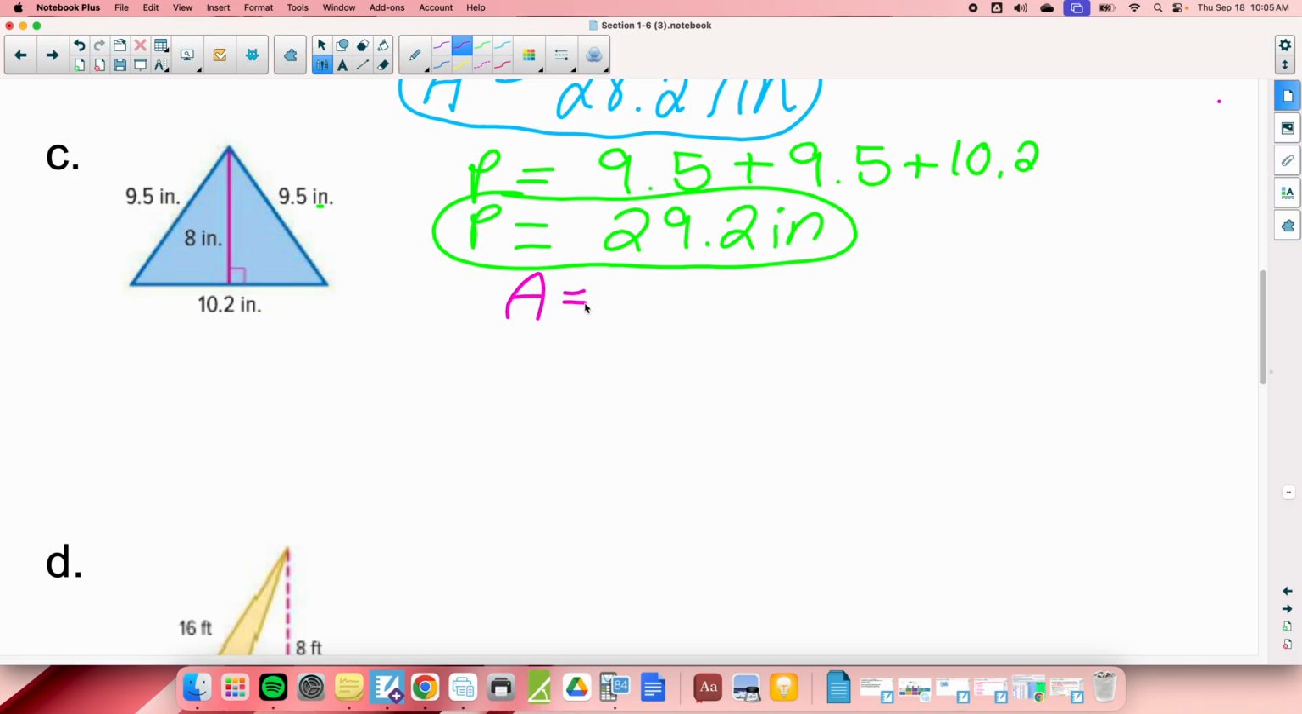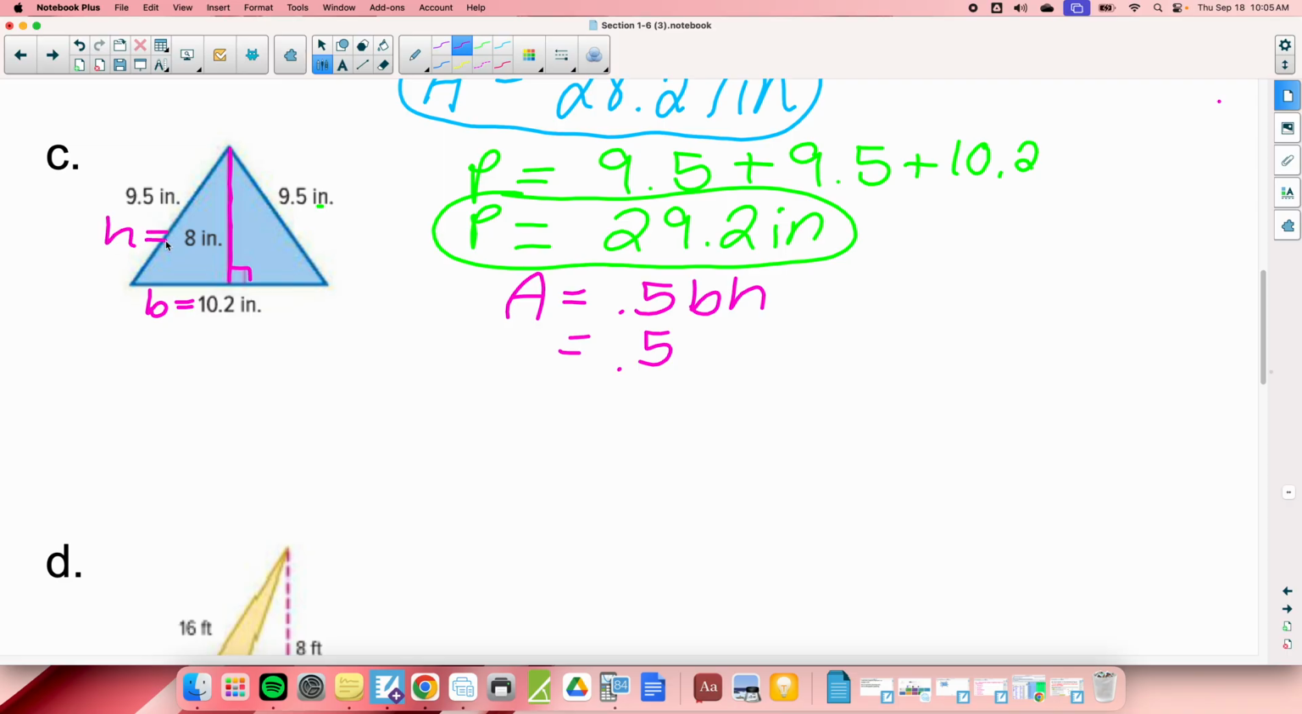Times height, right? Now, if you don't like fractions, think of this as 0.5 base times height, okay? So, we have to talk about which here is our base and what is our height. The base is the side that your perpendicular height comes to. This is my perpendicular height. So do you guys get this would be the base? Okay. And then this is my height.